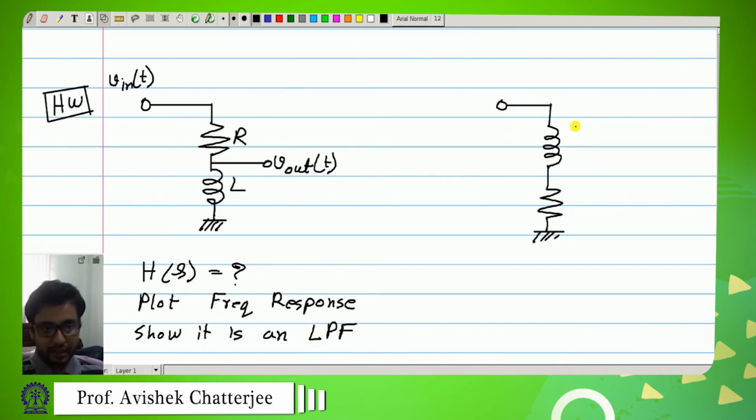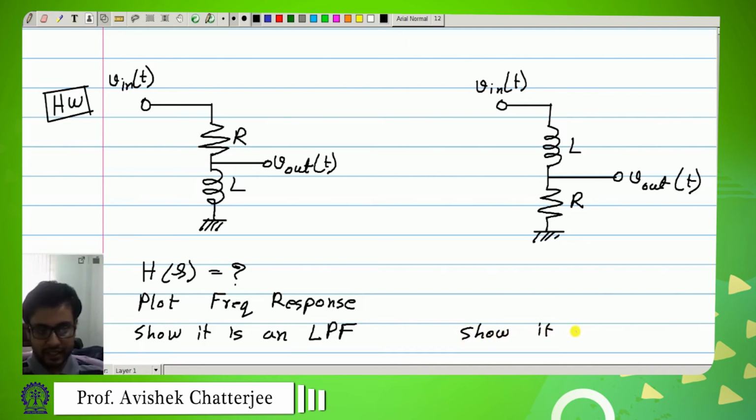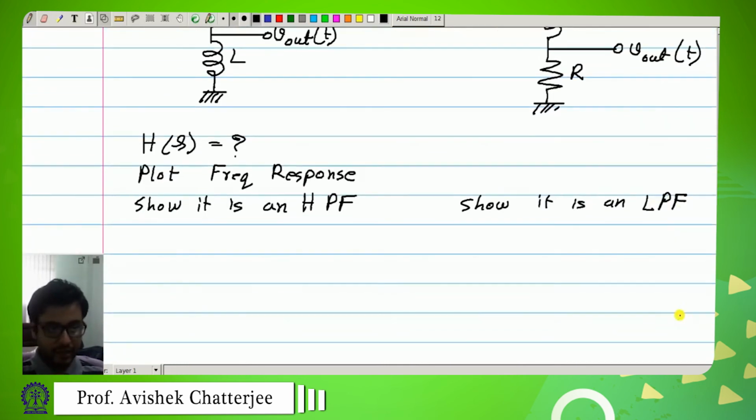Also here, if you change the position of R and L, if you give input V in(t) here, and if you measure the output from here, then find the transfer function, plot the frequency response, and show that it is a high pass filter. This is a high pass filter, and the other is a low pass filter. Okay, great.